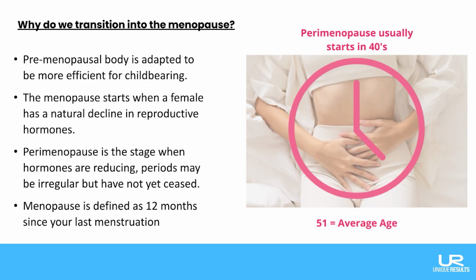So why do we transition into the menopause? The premenopausal body is adapted to be more efficient for childbearing. So we go through this phase from puberty until the menopause, where every month our body is preparing in order to carry a child. So the lining of our womb thickens, and then when we don't fall pregnant, we have our period each month. As we get a little bit older, the menopause starts when there's a natural decline in the reproductive hormones. And when we're talking about reproductive hormones, we're going to be focusing mostly around estrogen levels.